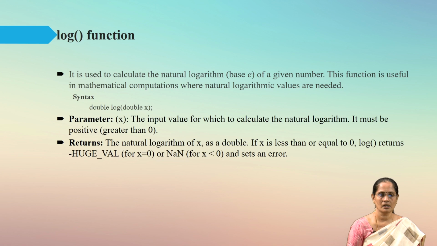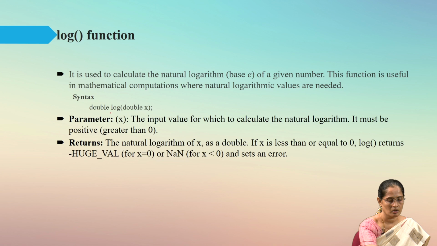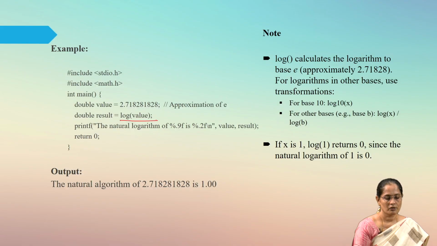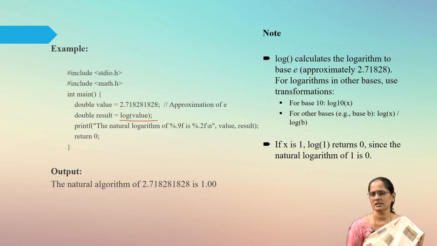Then coming to the category of logarithmic functions, we can make use of log base e, that is the natural logarithmic value, by applying log to a double type variable. This calculates the natural logarithm, and the value must be positive, that is greater than 0. So, this is how a log function can be used for a double type variable. Very easily we will be able to calculate the log value. We need not depend on the logarithmic table to find out the log base e value.